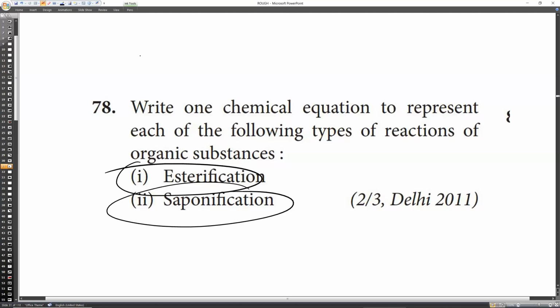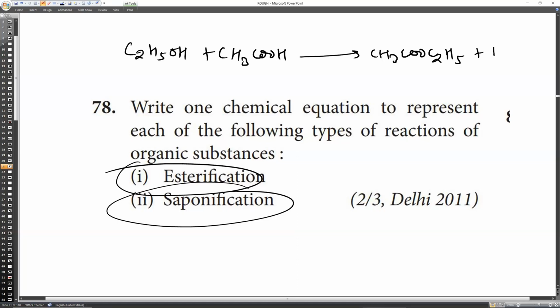For esterification, you can write any one. We were writing that C2H5OH, alcohol, when reacted with carboxylic acid CH3COOH, will give you CH3COOC2H5 plus water. Ethanol, ethanoic acid, ethyl ethanoate.